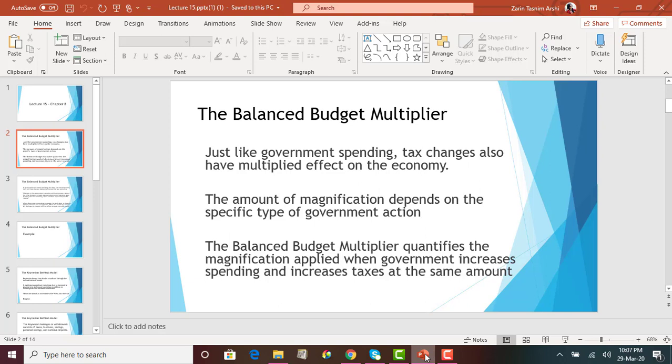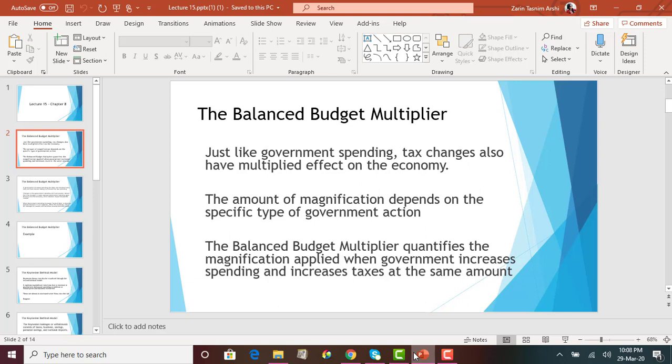But there is also another side to this topic, and that is described by the balanced budget multiplier. Let me first tell you, when government is increasing the expenditure in the economy, how are they financing this money? Where are they getting this money from? The government can get this money from two sources. They can either borrow the money from the banks, or they can increase the taxes on people or businesses.